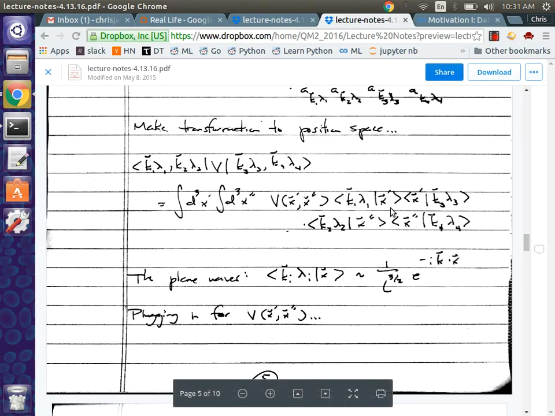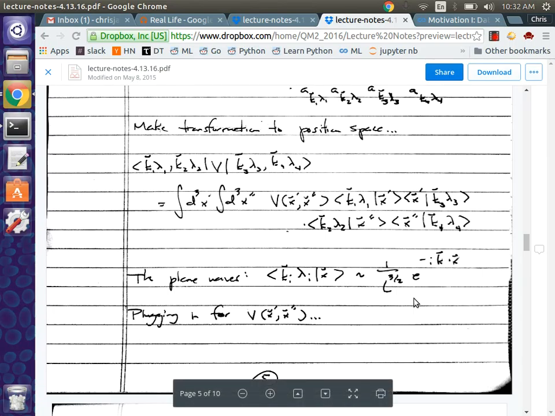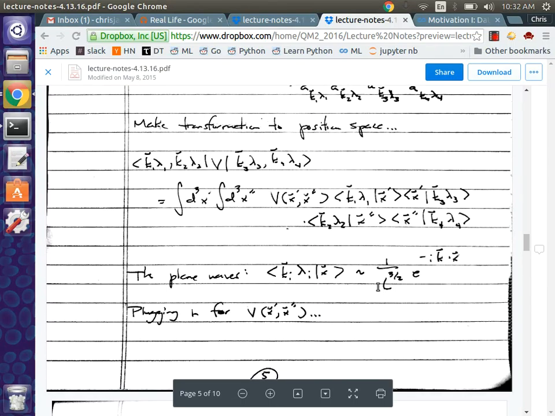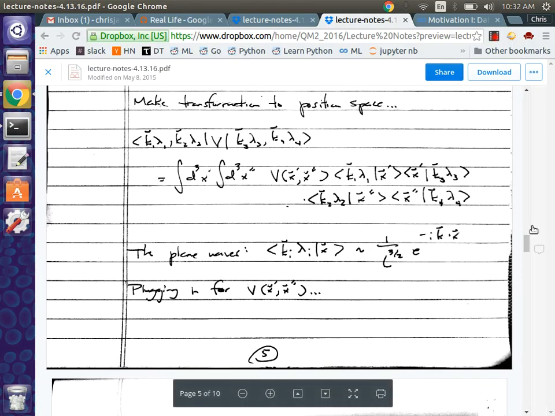And last semester we talked about the big box approximation, and we're working in this big box approximation. So these plane waves look basically something like this: e to the minus ikx, but they have this normalization factor that goes like 1 over the square root of the volume, basically, L cubed, L to the 3/2 power. Okay, is that clear where this is coming from?